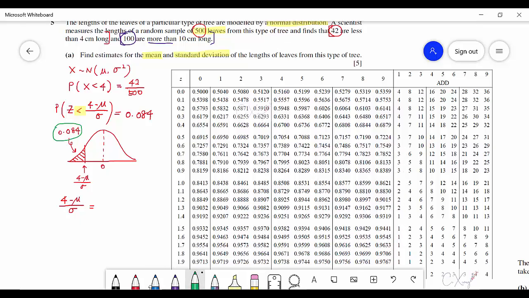Okay, so to find out the area for this one, the value of Z for this area, generally we are looking for 1 minus 0.084. Okay, so which is the complement area for this 0.084, and you will get the value which is equal to 0.916. So instead of 0.084, we will look for 0.916 from the table. All right, okay, so where's 0.916?